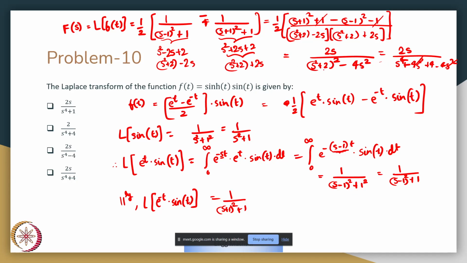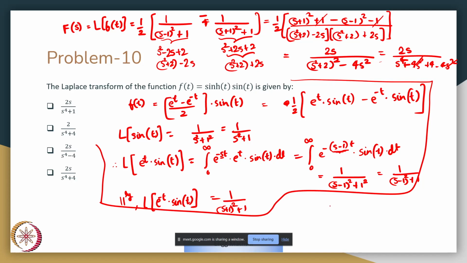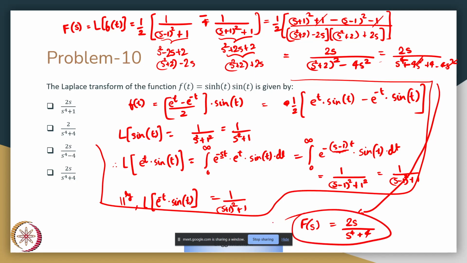So we overall end up with capital F of s being 2s upon s raised to 4 plus 4. This becomes our final answer, which is option D. Okay. Hope this particular example is also clear.